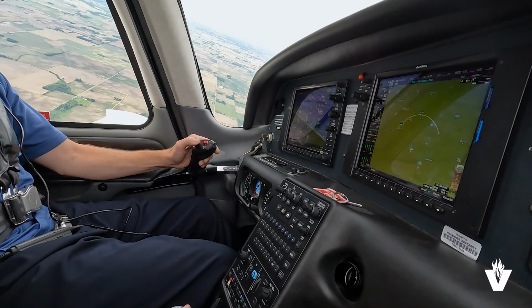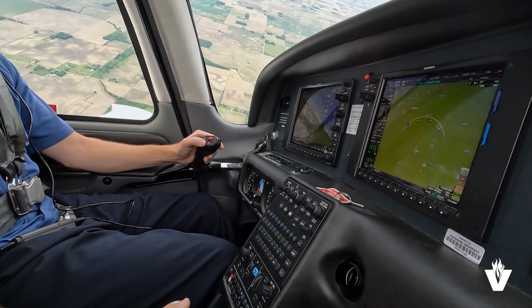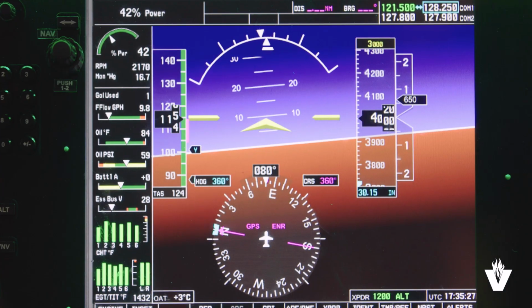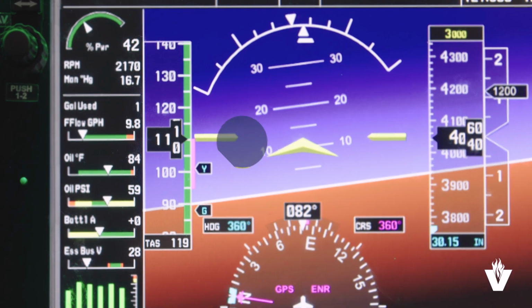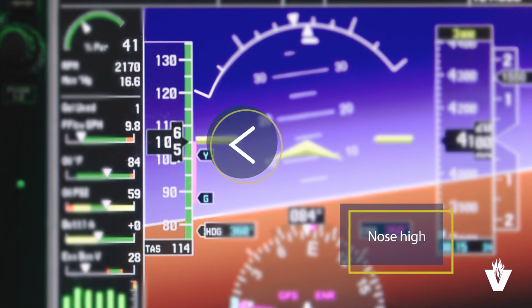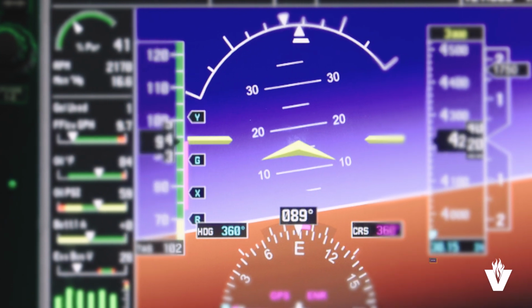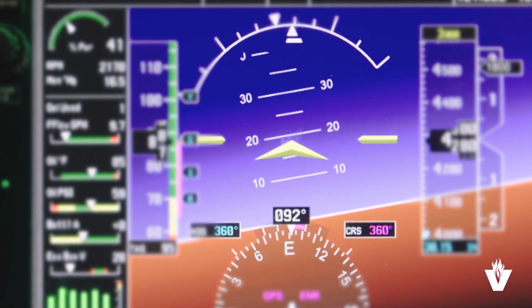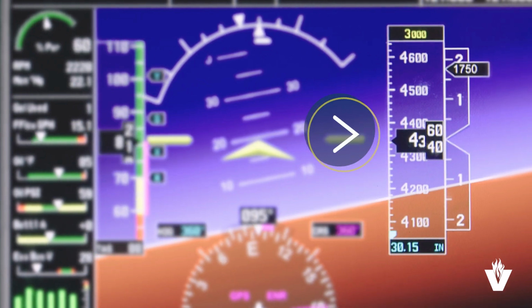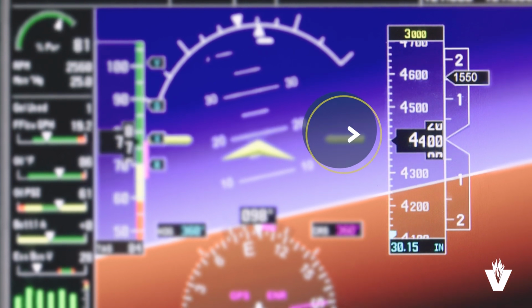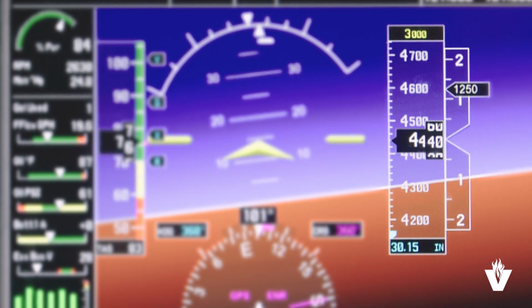The first instrument that you want to observe when you recognize that you may be in an unusual attitude is the airspeed indicator to determine your overall trend in airspeed. In a nose-high unusual attitude, you would see that the airspeed is decreasing. You would also see that the attitude indicator shows a positive pitch, that the altimeter is showing an increase in altitude, and that the vertical speed indicator is showing an increasing rate of climb.